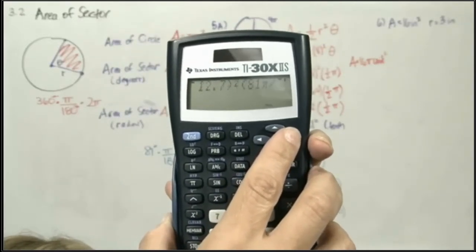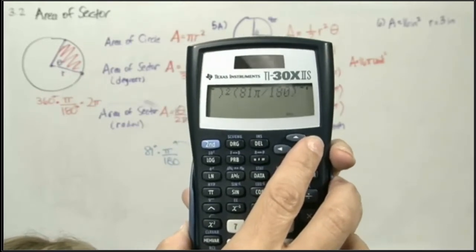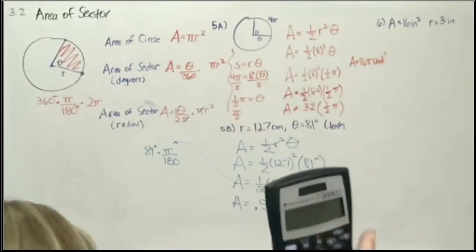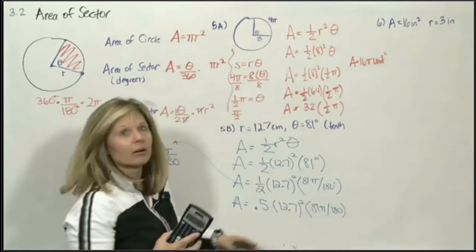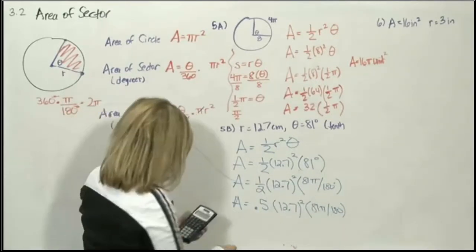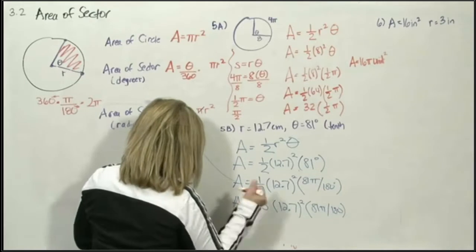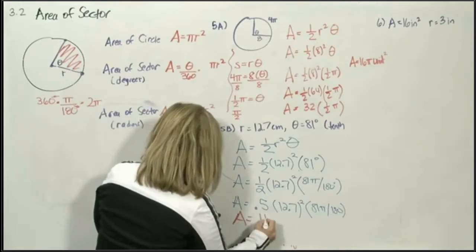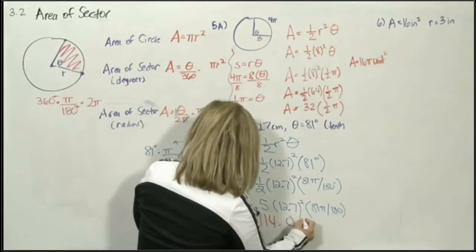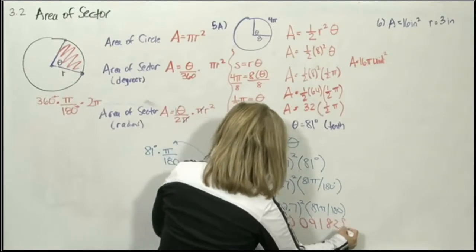And here comes the 81 pi divided by 180, close it. If I type it exactly as I see it here, it will give me the exact answer. And I will get area equals 114.00918828.